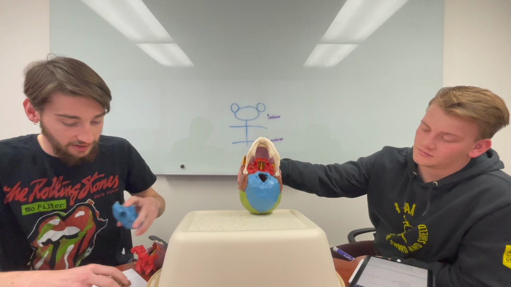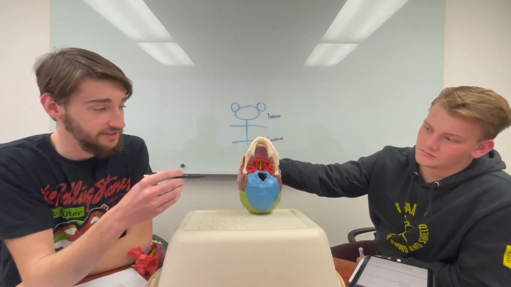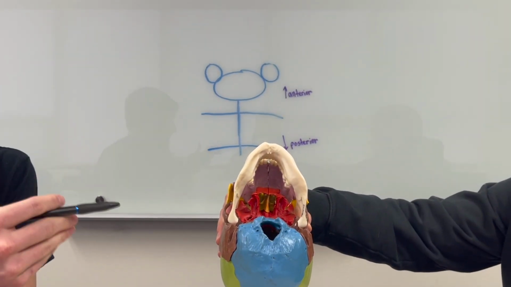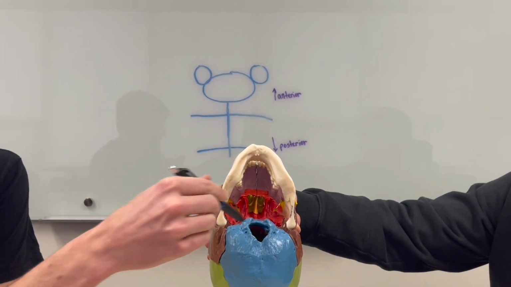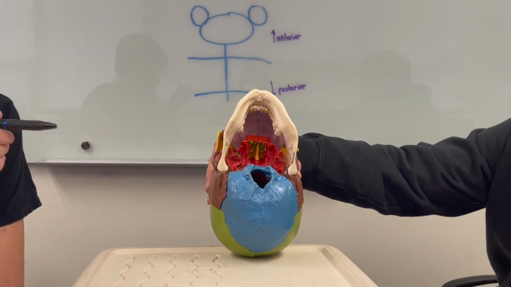So we've got a couple different structures that we want you to know on this. First one is super easy. It's the foramen magnum. Foramen magnum, if we remember, the word foramen means hole. Magnum means big. This literally translates to big hole. The foramen magnum is the big hole.